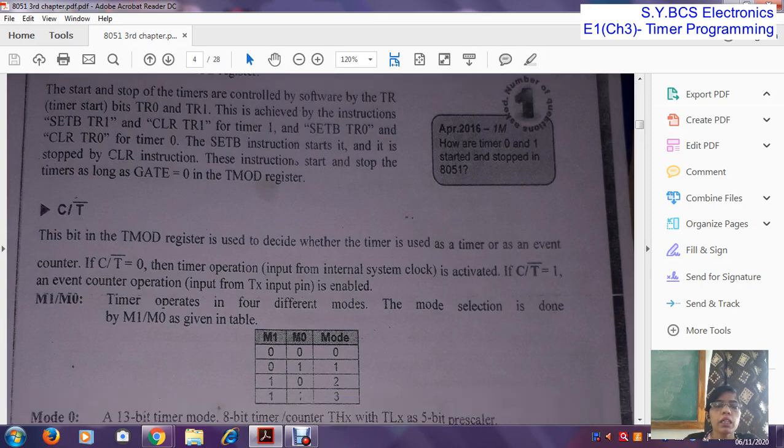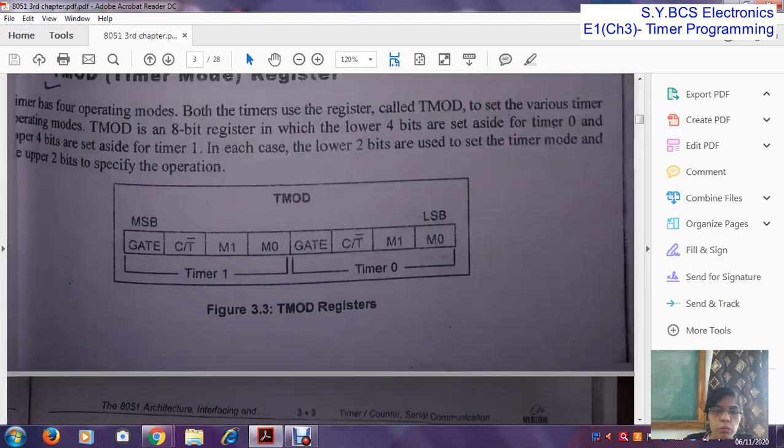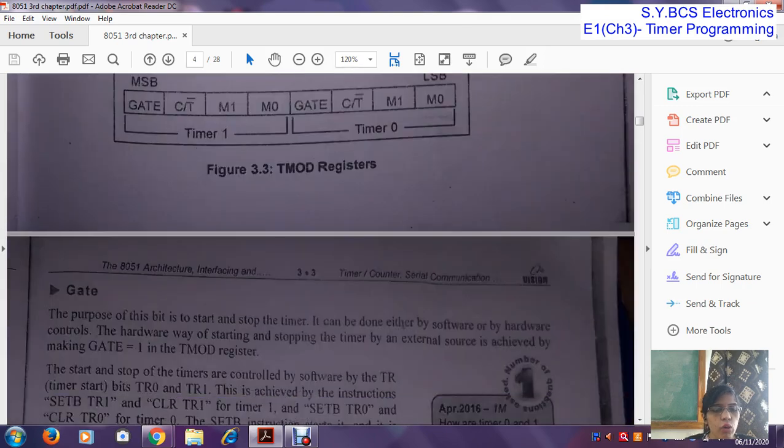This bit in the TMOD register is used to decide whether the timer is used as a timer or as an event counter. Both timer 0 and timer 1 can be used as a timer for delay generation and can be used as an event counter. Which one we use is decided by the counter/timer bit of the TMOD register.